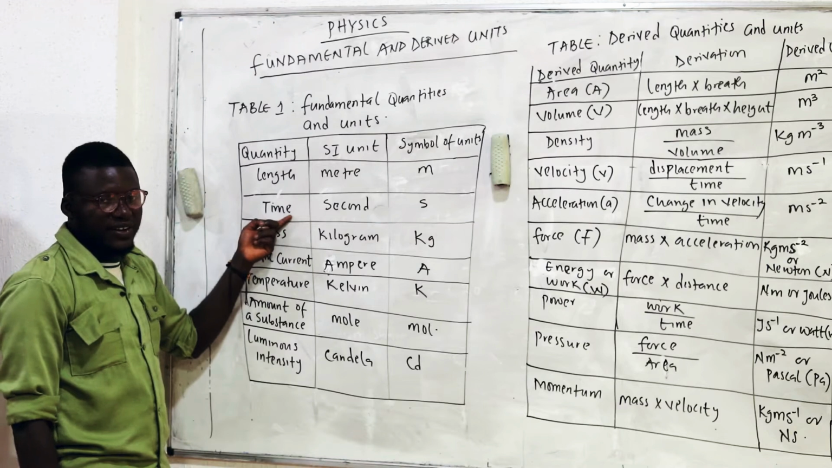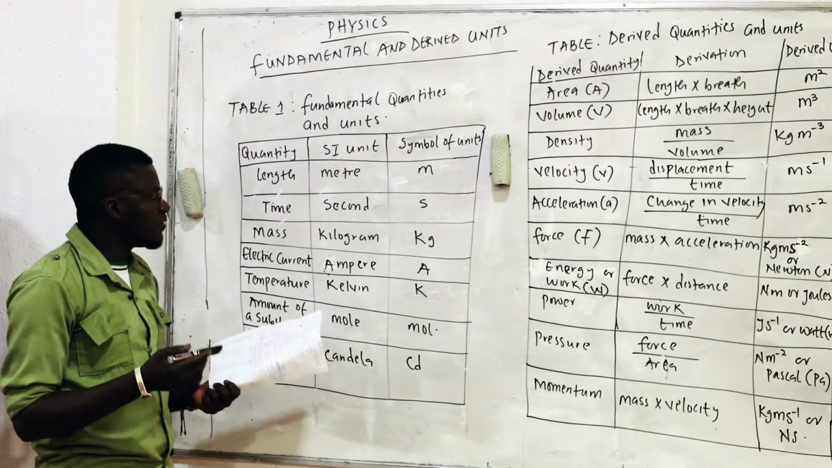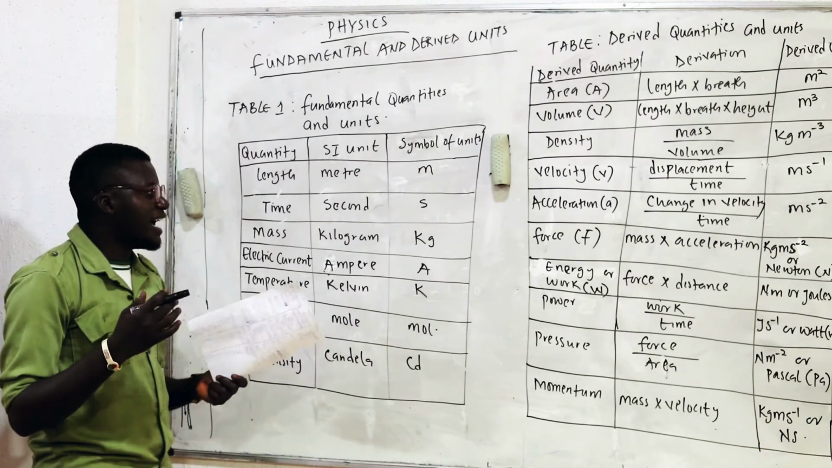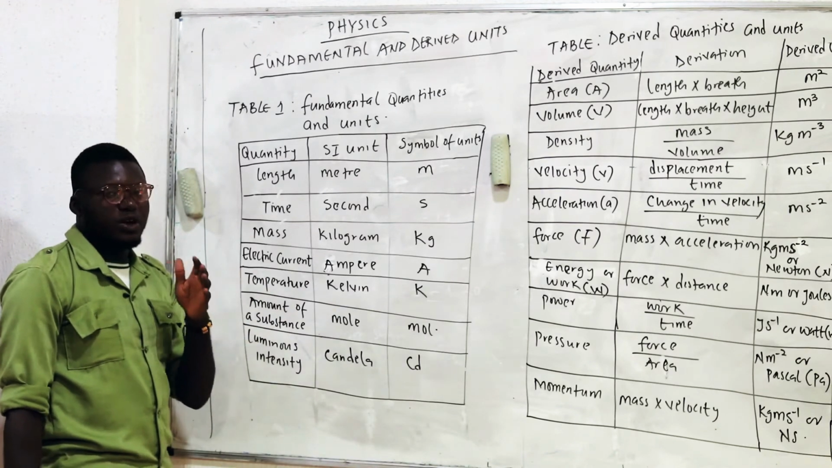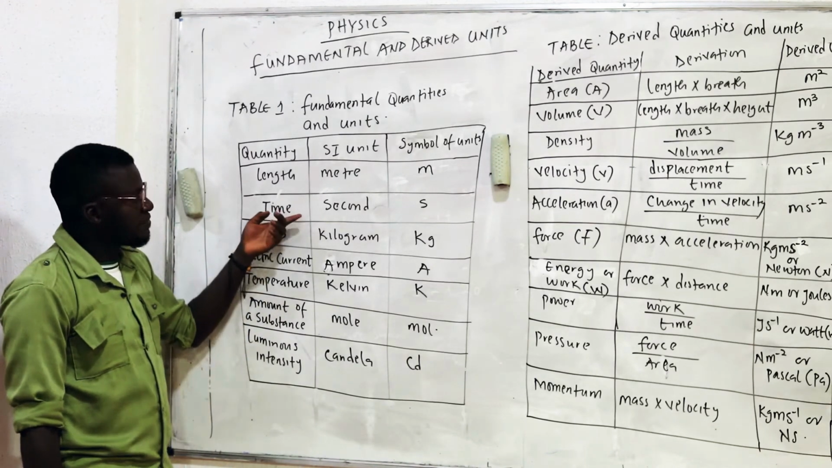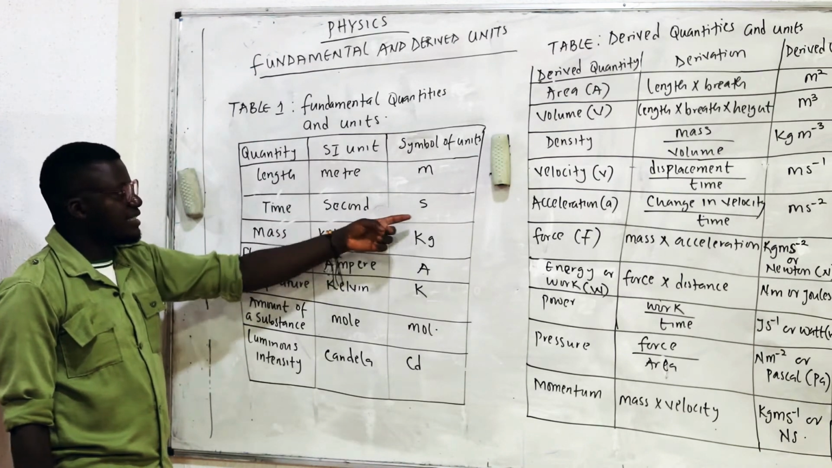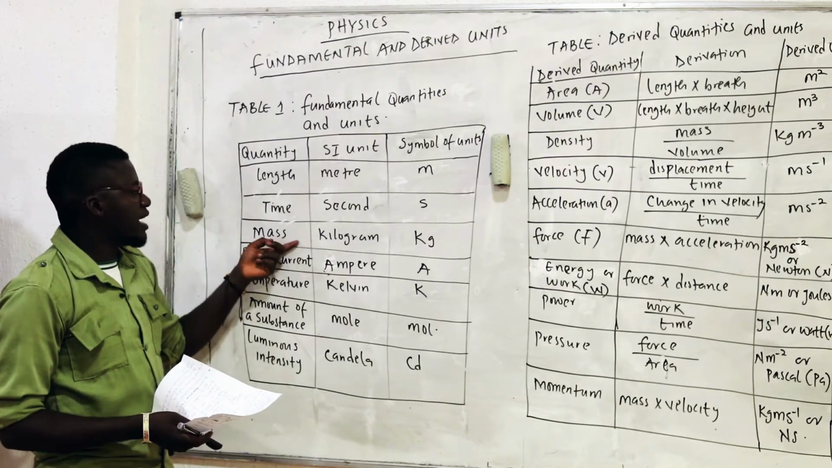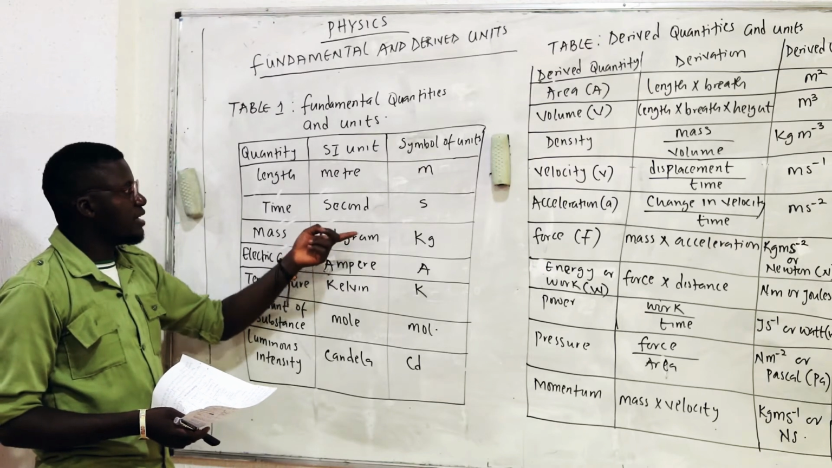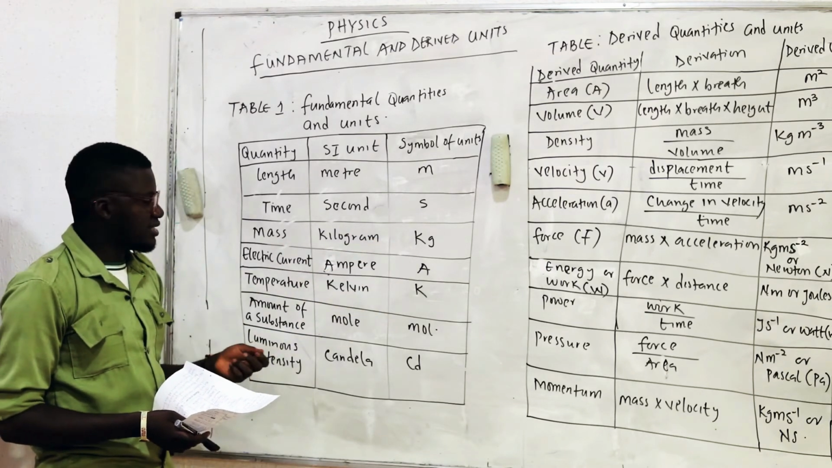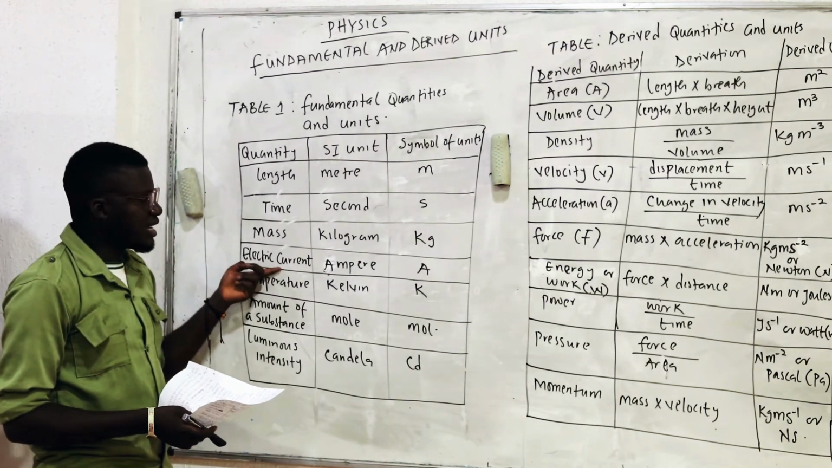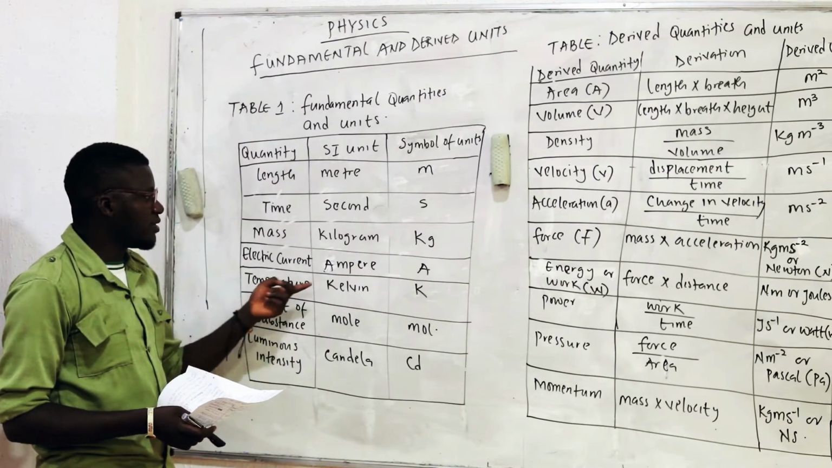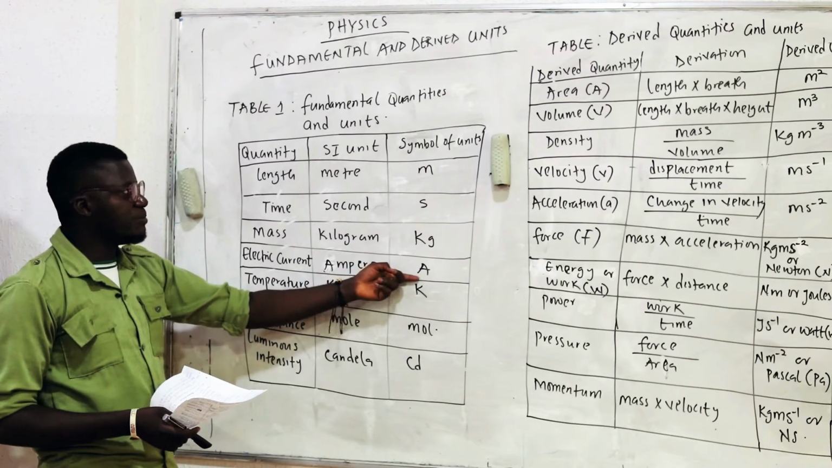The next is time. If I'm taking measurement of a particular interval, maybe an event, I want to know how long an event lasts, that is classified under measurement of time. The SI unit for time is seconds, and the symbol is s. Then the next one is mass. The SI unit for mass is kilogram, and the symbol is kg. While for electric current, the SI unit is ampere, and the symbol is capital A.